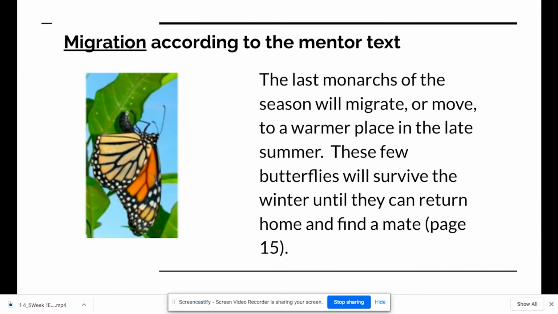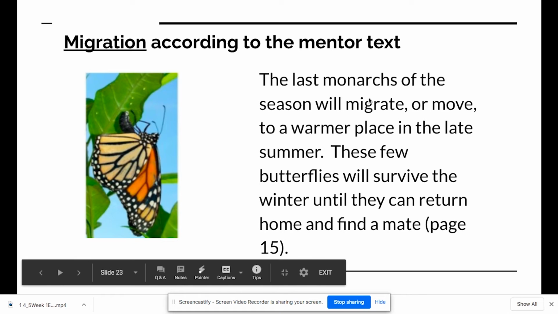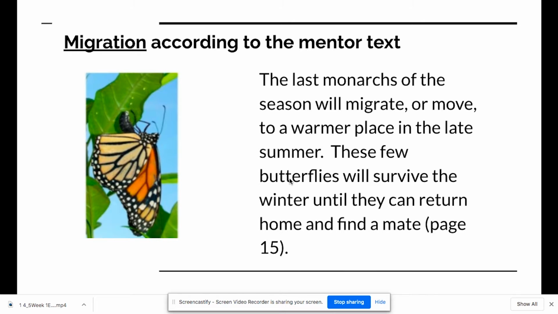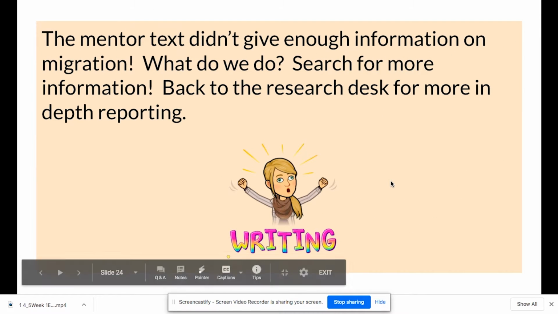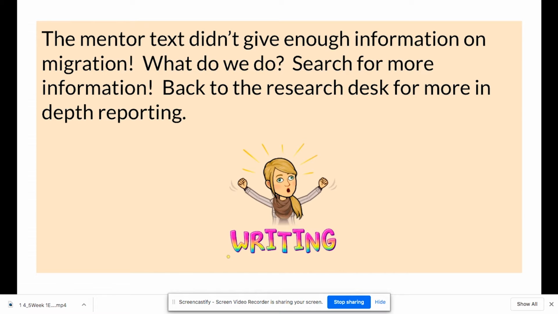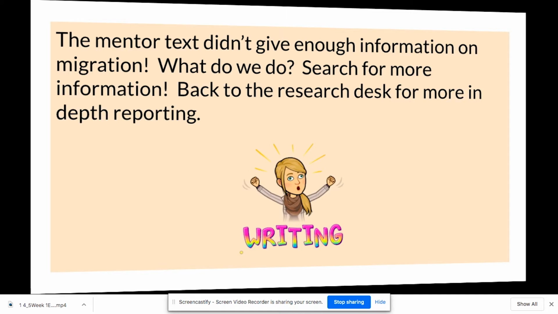Research means you have to find different sources. We looked at our mentor text, but the mentor text only told us that the last monarchs of the season will migrate or move to a warmer place. It didn't really give us a whole lot more detail than that. So what do we do? We need to search. So let's go back to the research desk for more in-depth reporting.